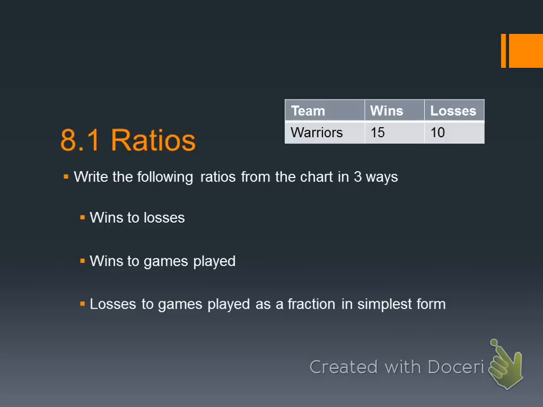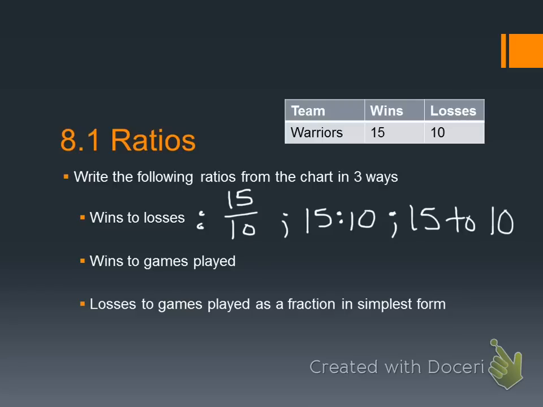Alright, now, in the first slide, we're dealing with ratios. So I'm using the chart that's given to me on this slide to write the following ratios in 3 ways. First of all, I'm going to do wins to losses. So I can write it as a fraction, 15/10. I can write it with a colon, or I can write it with the word to, 15 to 10. Just make sure that you get the order right.